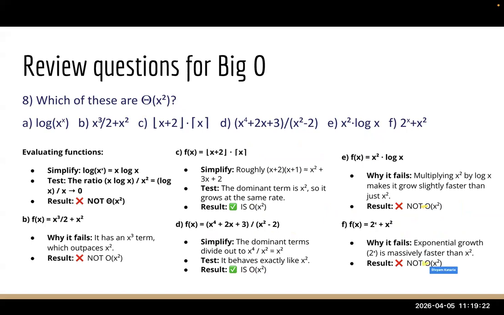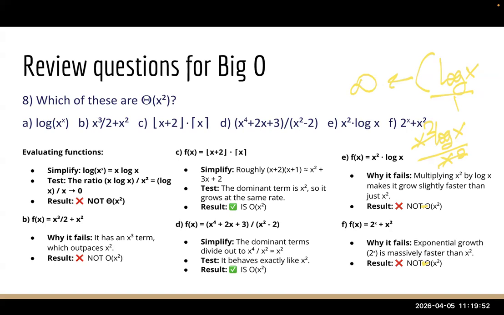Now we have x squared log x. So again, we'll use the ratio test. We need the ratio to be 1 precisely for the theta condition to be met. Now we'll have x squared log x over x squared. We're left with log x over 1. Now log x outpaces the 1, of course, and it becomes infinity. That's why our theta condition is not met in E.